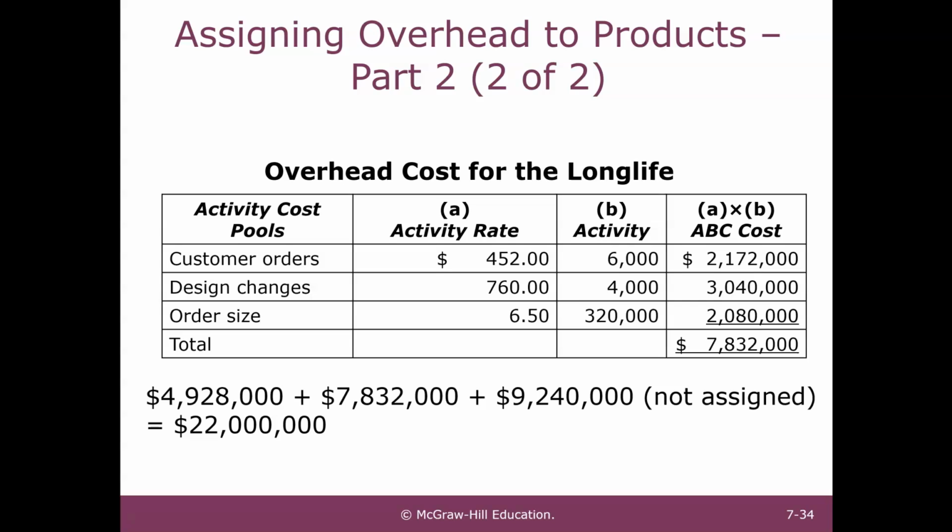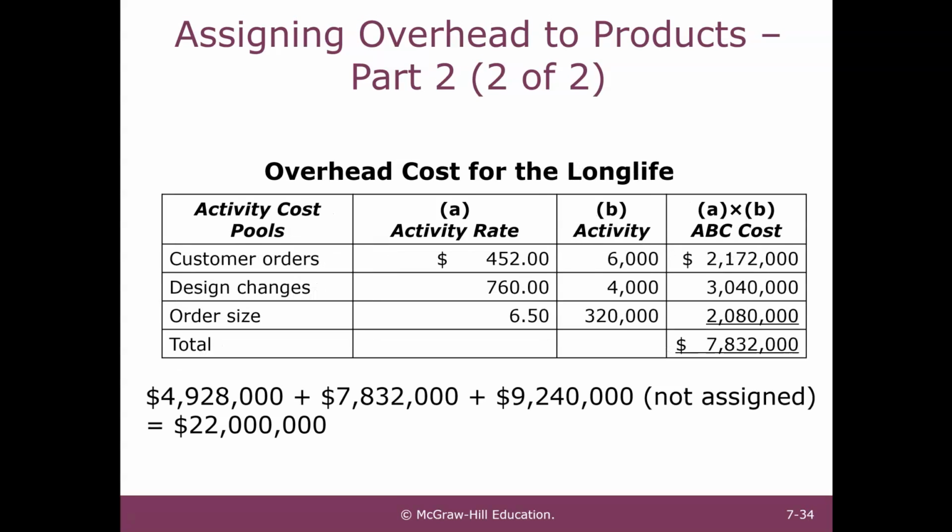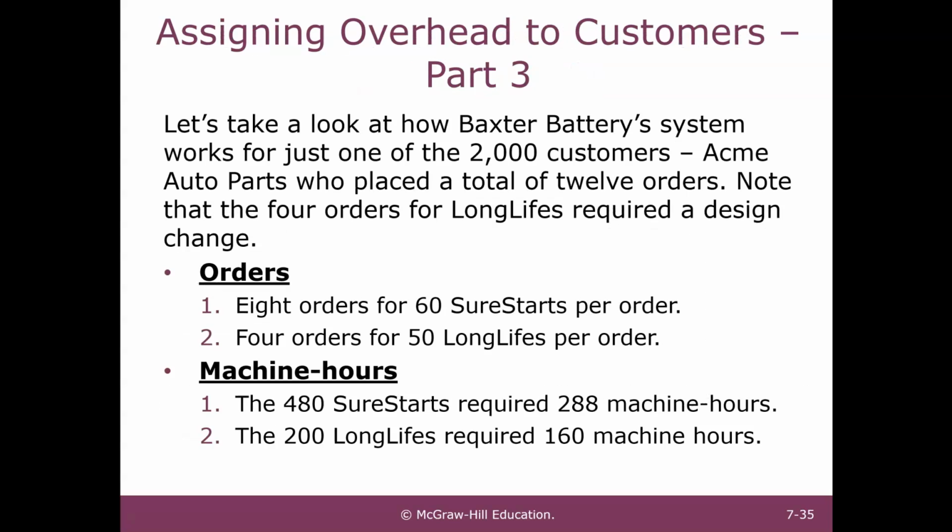If you take the total cost of the Sure Start, the total cost of the Long Life, plus the costs that were not assigned because they were not associated with the products, you still get the $22 million for the total overhead cost. We're just allocating it differently than the traditional costing system.